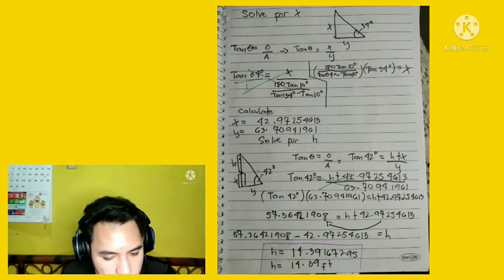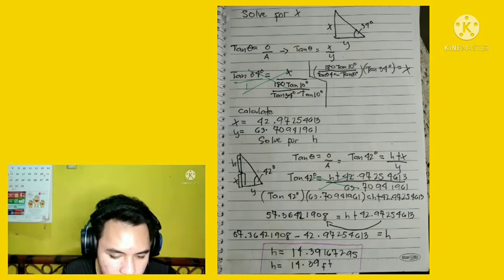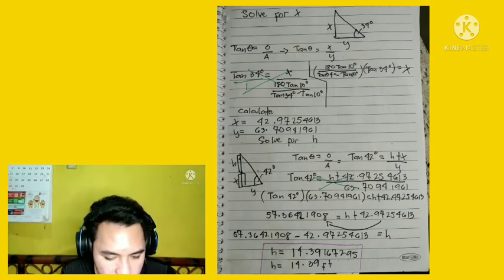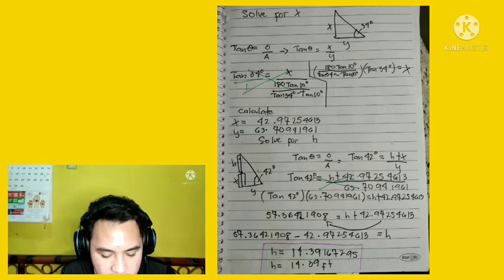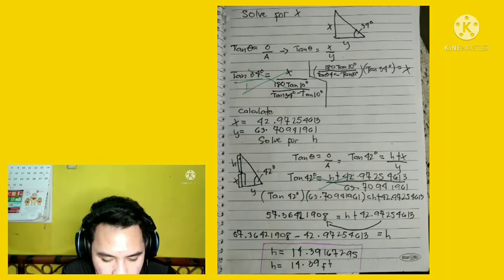Now we have 180 tangent 10 degrees over tangent 34 degrees minus tangent 10 degrees times tangent 34 degrees equals x. So we calculate. Our x is equal to 42.97254613, and our y is equal to 63.7941961.